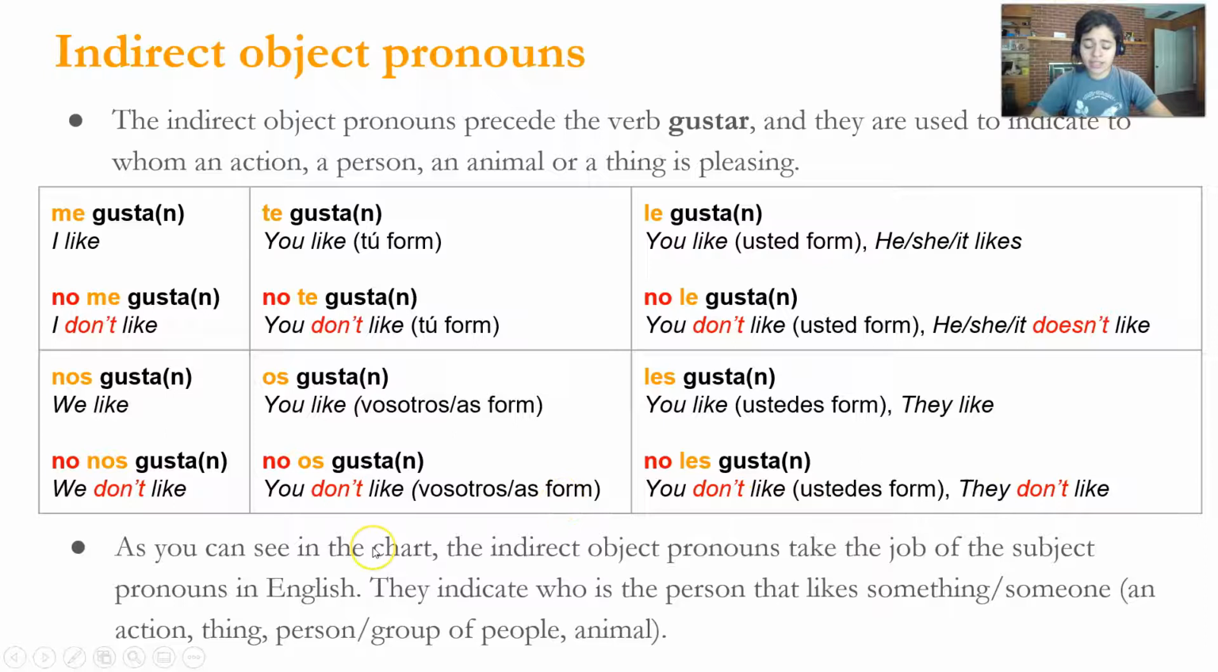As you can see in this chart, the indirect object pronouns take the job of the subject pronouns in English, right? Subject pronouns, I refer to this: I, you, we, they. So in Spanish, the indirect object pronouns take the job because it's referring to whom. They indicate who is the person that likes or dislikes something or someone.